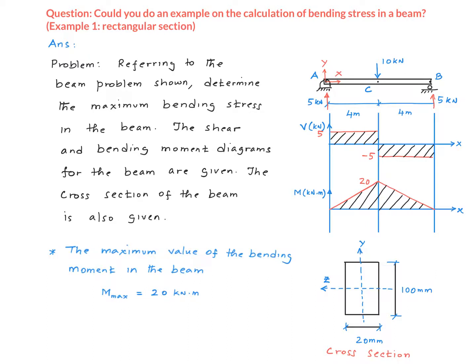The first thing we note by looking at the bending moment diagram is that the maximum value of the bending moment in the beam is 20 kilonewton meter, right? The maximum happens to occur in the middle of the beam, and of course the beam has the same cross-section throughout, right? And therefore it has this rectangular cross-section in the middle as well.